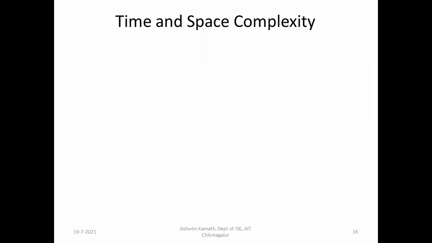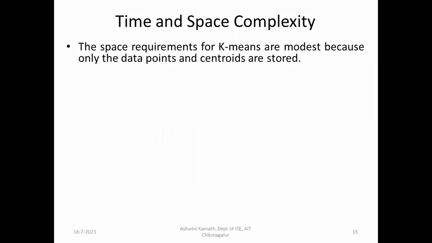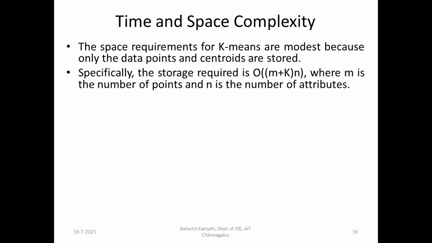Time and space complexity. The space requirement for the K-means algorithm is modest, it is small. That space requirement is very small because only the data points and the centroids we need to store. The storage requirement is usually big O of m plus k into n, where m is the number of points and n is the number of attributes.